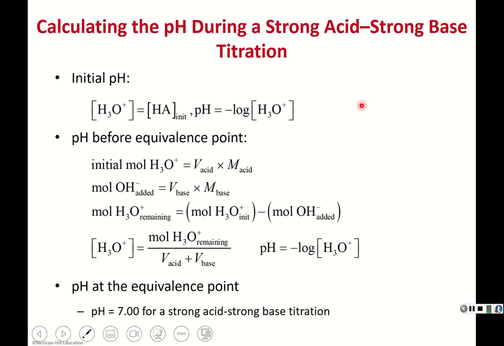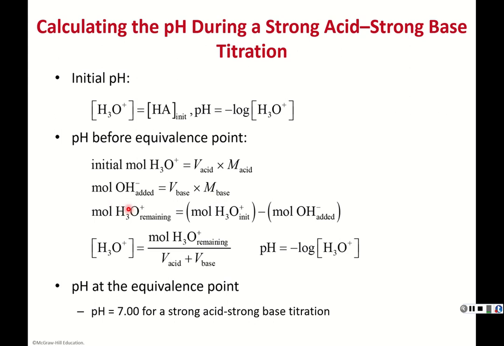So if you want to calculate the pH during a strong acid, strong base titration, what do you do? Well, you know the initial pH is going to be equal to your initial acid concentration. Your pH, therefore, is just going to be negative log of your initial acid concentration. The initial moles of your acid is just going to be the volume of your acid times the molarity of your acid. So the moles of your base added has to equal the volume of the base times the molarity, the concentration of your base.